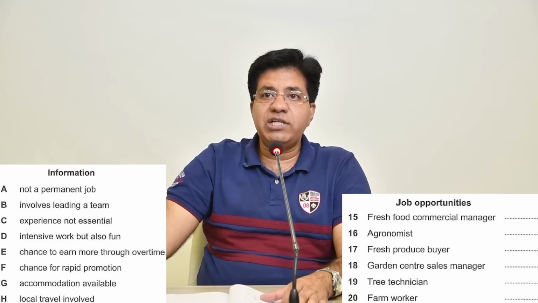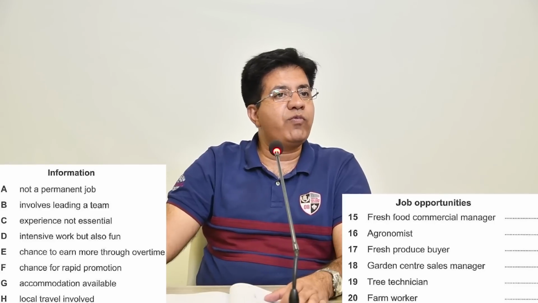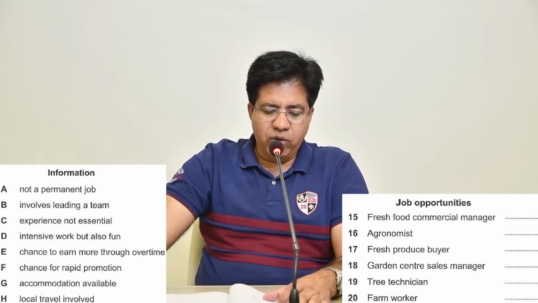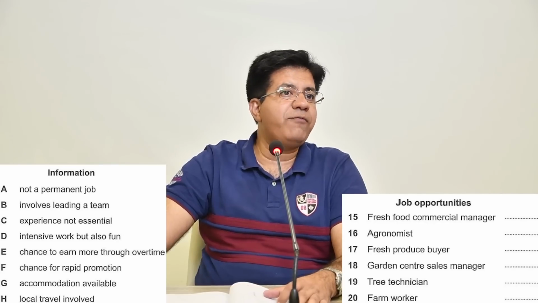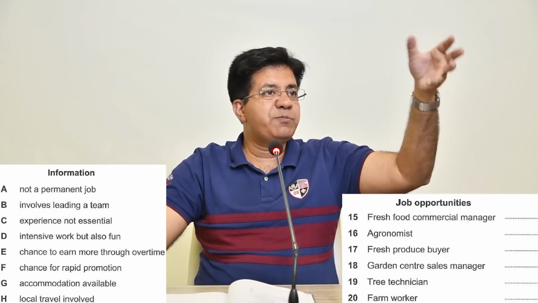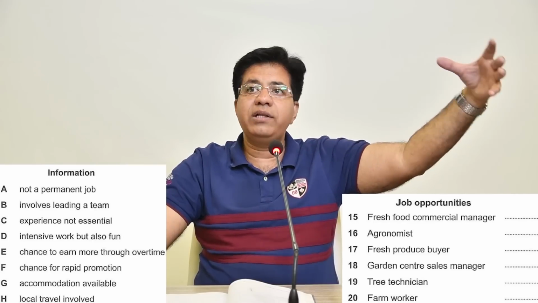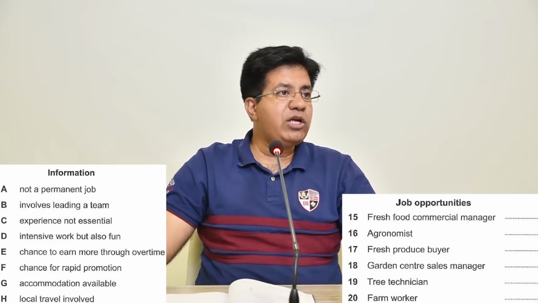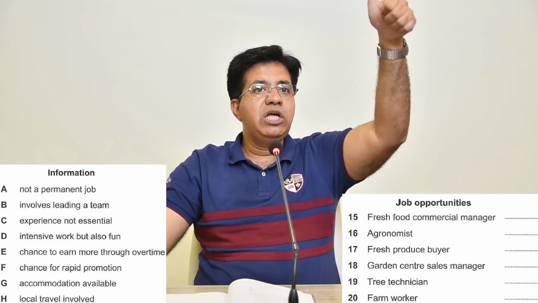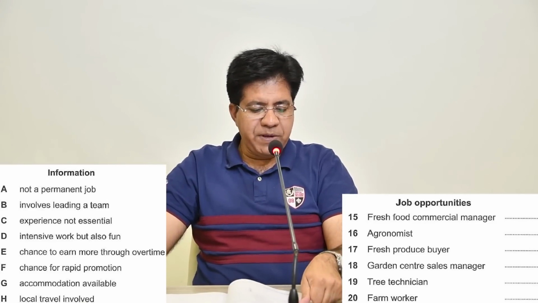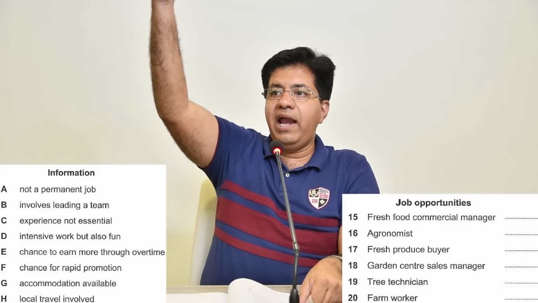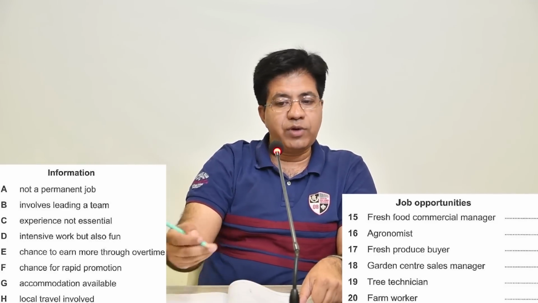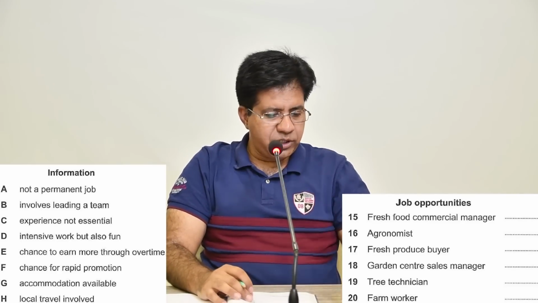Option G, accommodation available. They will say accommodation will be provided, a flat will be given, housing will be given, and all that. Local travel involved. If they say you have to travel to other cities, or as part of this job you will travel to other cities, that means local travel involved. Now, I play the audio. Question number 15. Listen, your left hand should be on the question, and the hand that is holding the pencil will move between the options, right? And then you can write the option number.